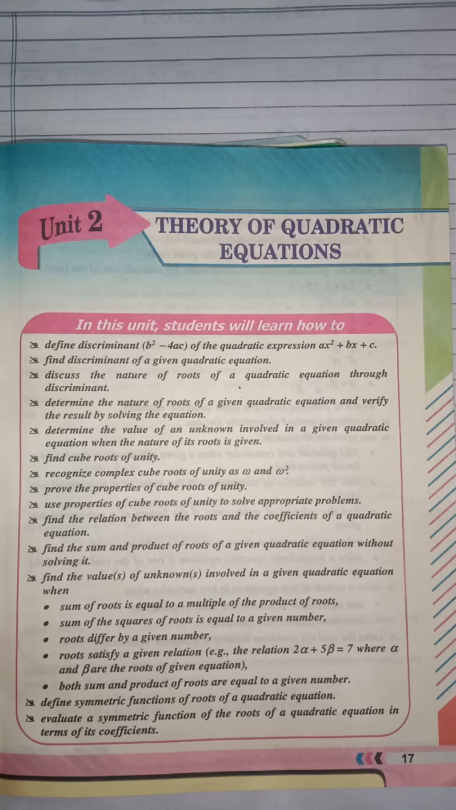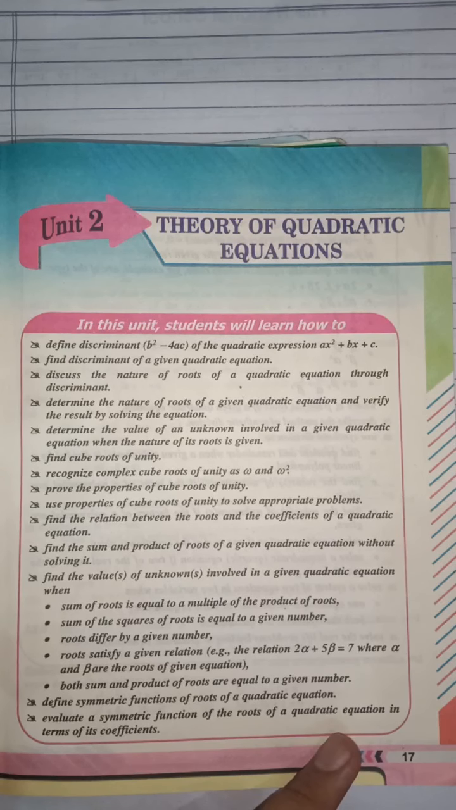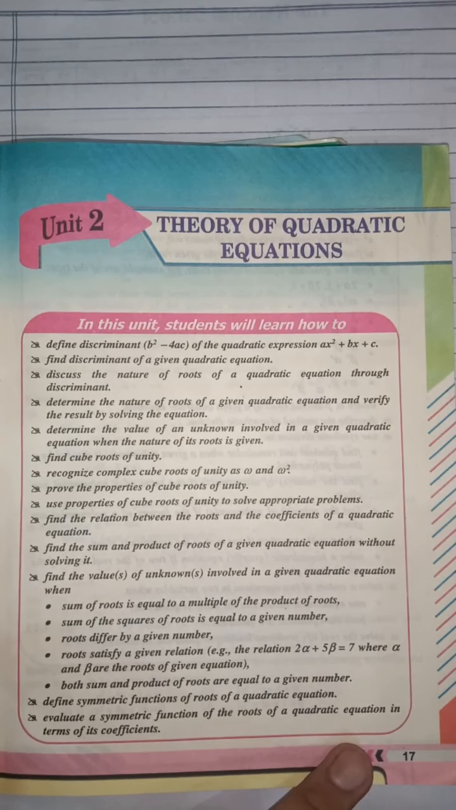In this unit students will learn how to find the discriminant b square minus 4ac of the quadratic equation ax square plus bx plus c. Discriminant is a formula derived from the quadratic equation which is used to determine the root of the equation. I will explain you when we start this.